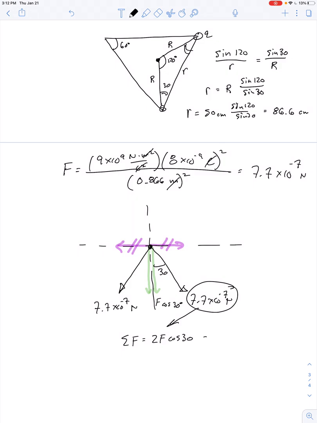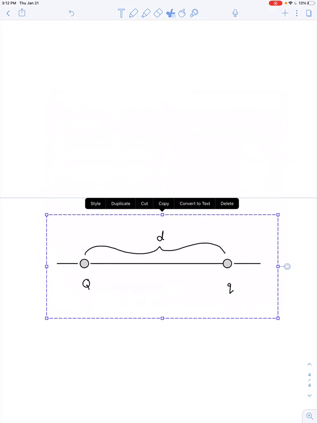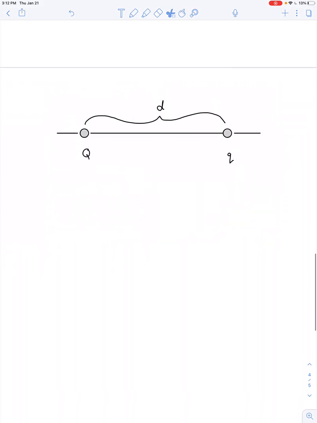And so we get a final answer of about 1.33 times 10 to the negative 6th newtons. Last problem. We're given two charges, both located on the x-axis, and we have to find the location where we could put a third charge so that the net force is equal to 0.